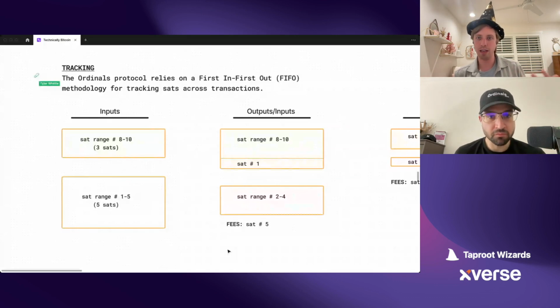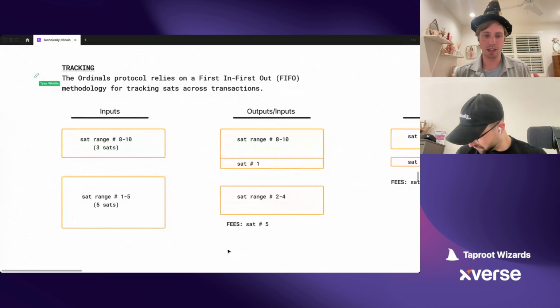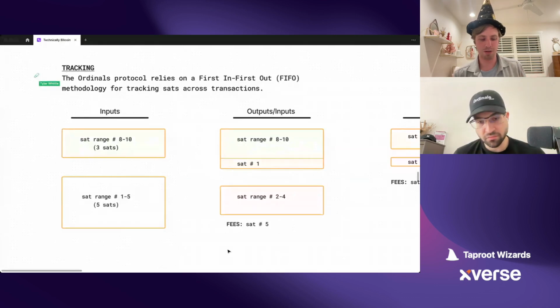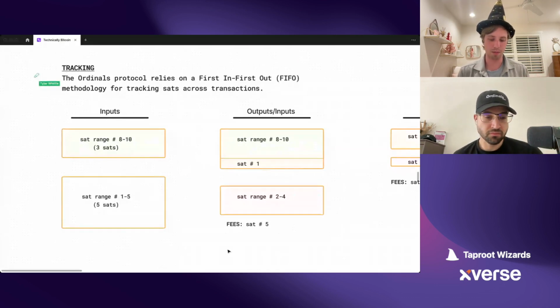But when they're indexed, the Bitcoin network doesn't know the difference between SAT number 0 and SAT number 20 on Satoshi's first 5 billion sats. Ordinals actually understands the difference between those when that range gets split up.